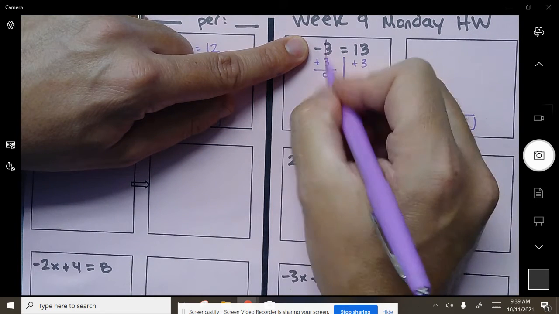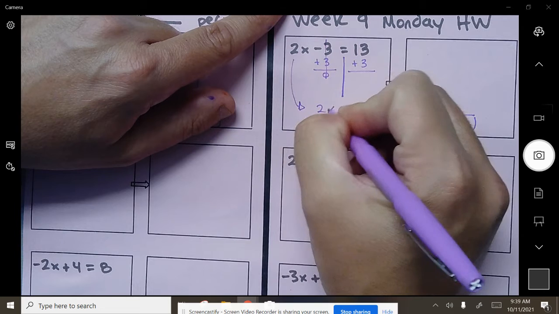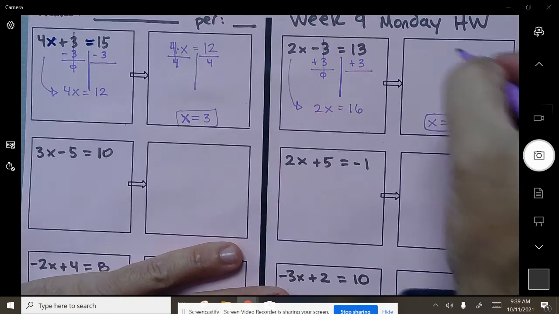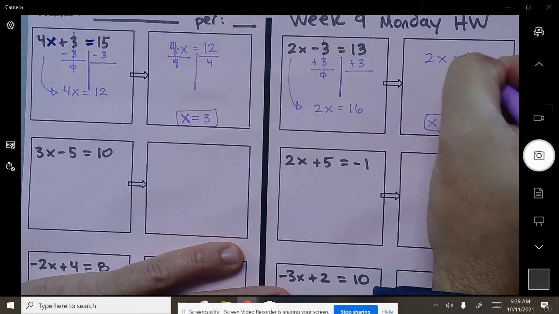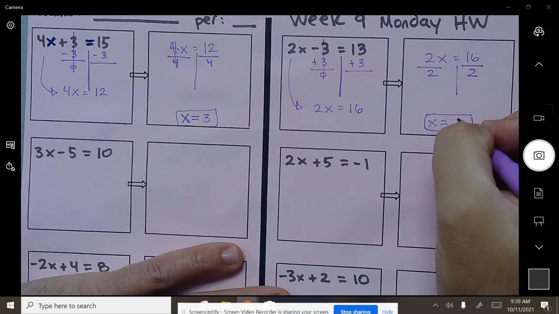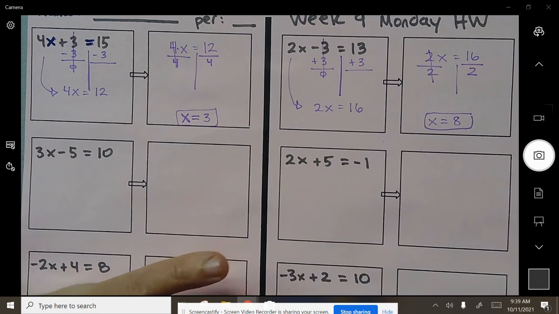We have to move the constants, all the numbers, to one side. So we're going to bring this down. 2x equals 13 plus 3, which is 16. Now that we have 2x equals 16, we're going to divide by 2. X equals 8. How many 2s fit into 16? 8 of them.